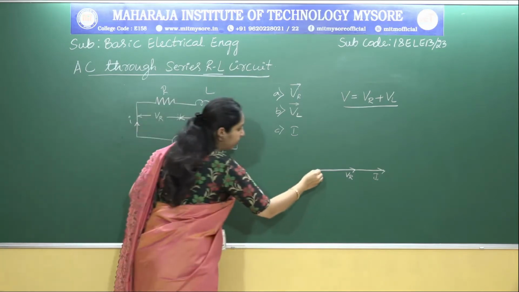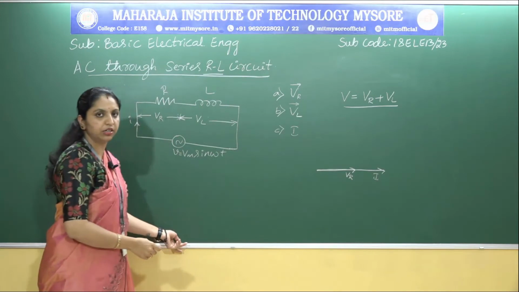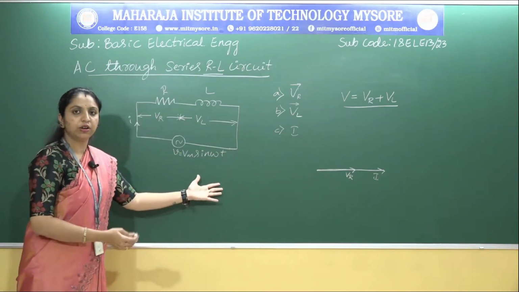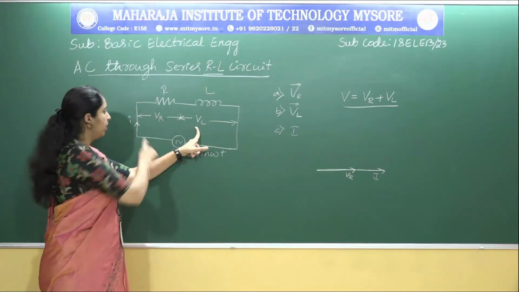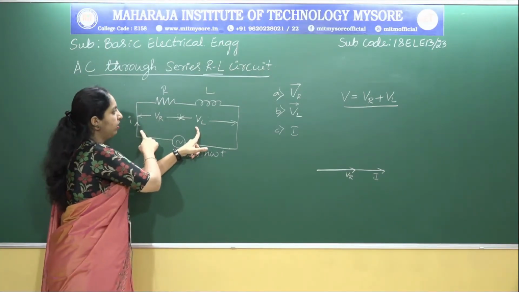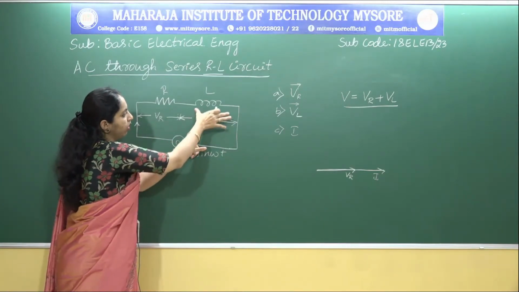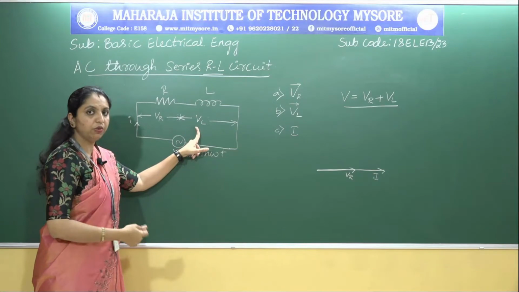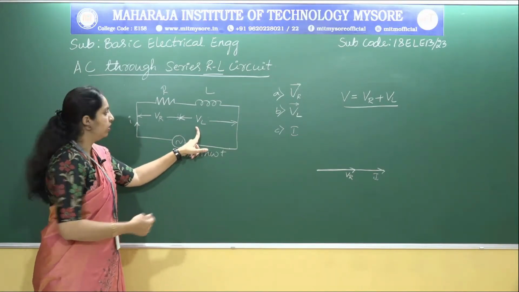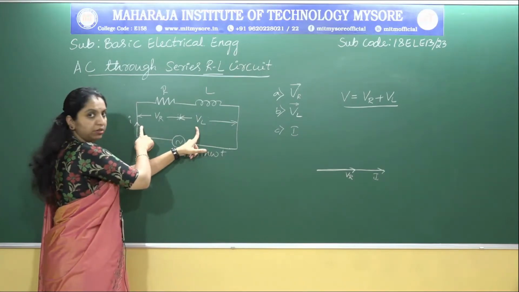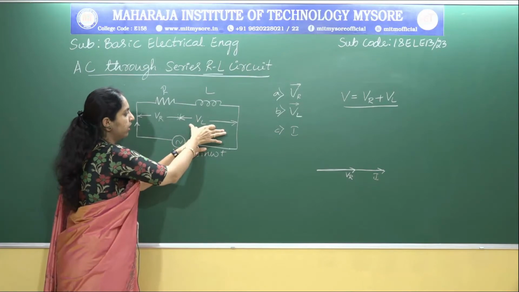So this VR exists in the same line, which means in phase. You can just recall this from the pure resistance circuit. Now what is the relationship between the same alternating current and the voltage drop across the inductance? You can recall the pure inductive circuit. What is the relationship between the alternating current and the voltage drop across inductance?